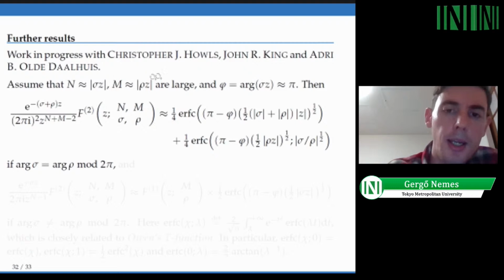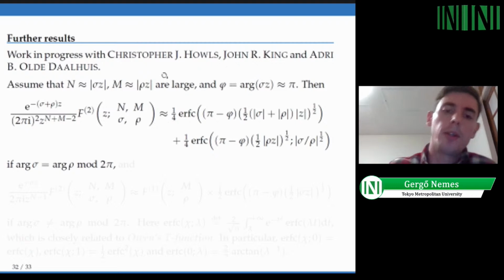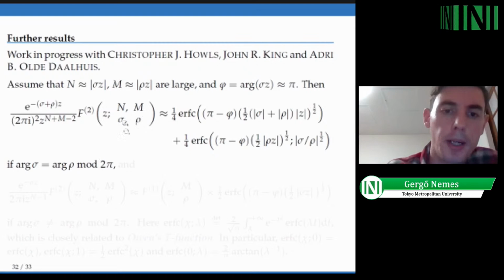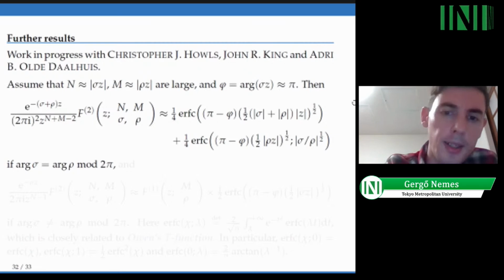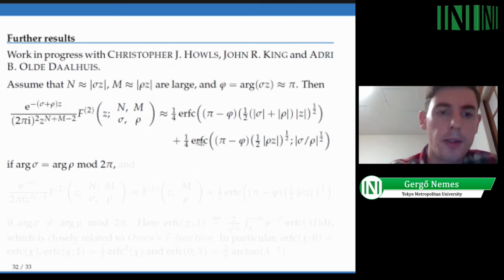So the new thing compared to the previous one is that the absolute values of the singulants need not be the same. They point towards the same direction, modulo 2 pi, but the absolute values can be different. And again, with a certain normalization, we found this approximation. This is actually a simplified version. Our result is a bit more general than this. You can play with the phases of the singulants.